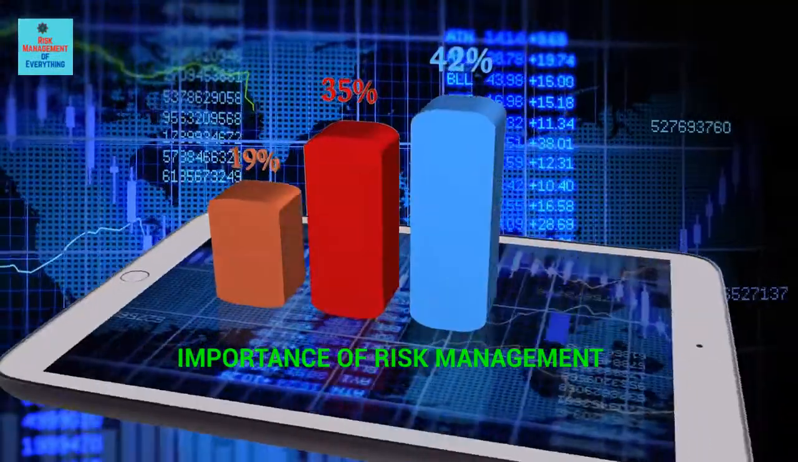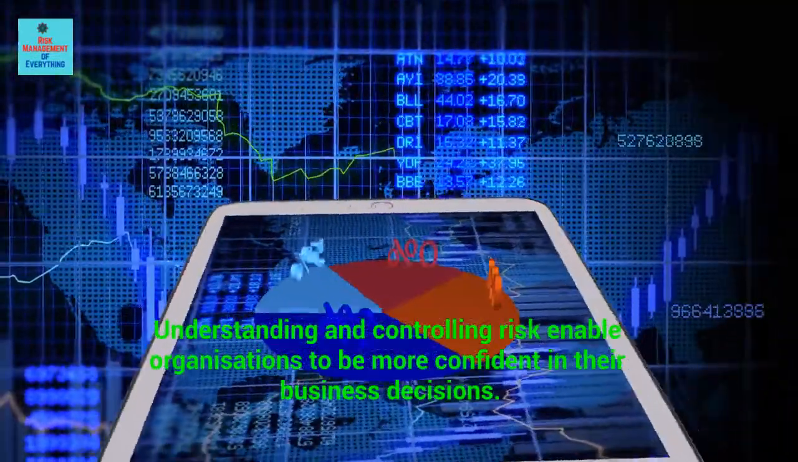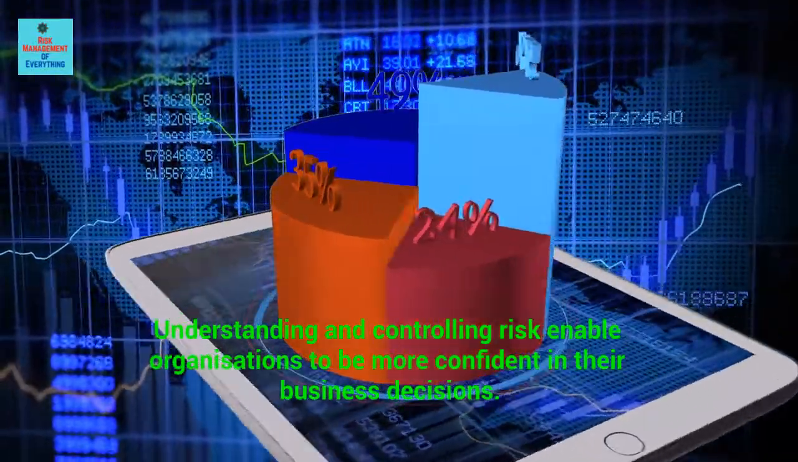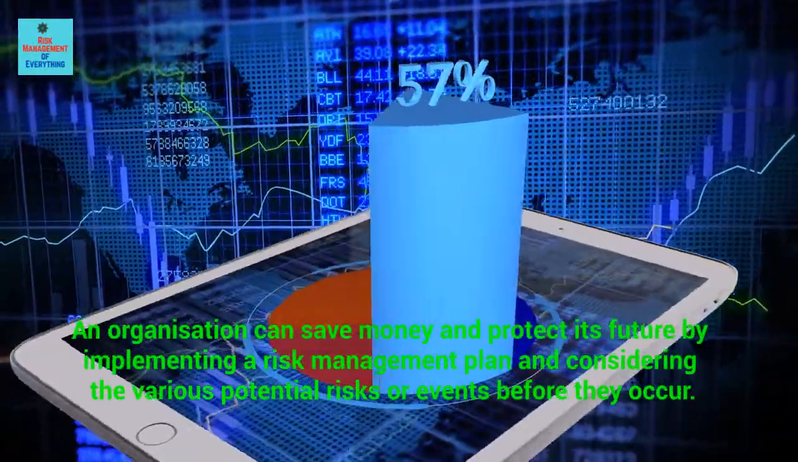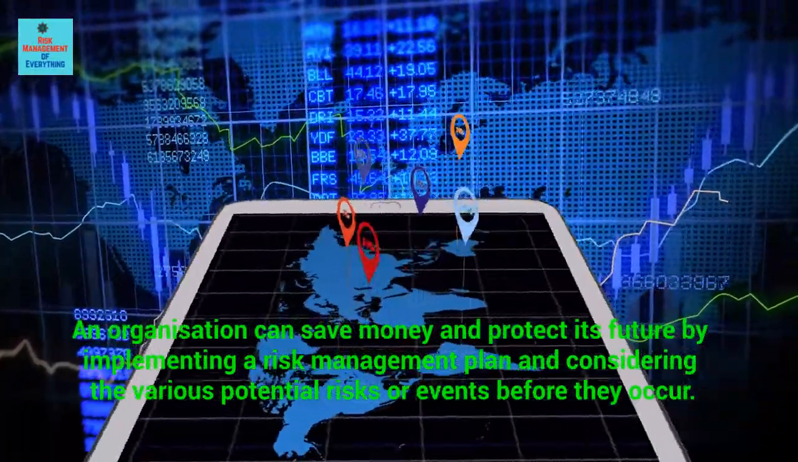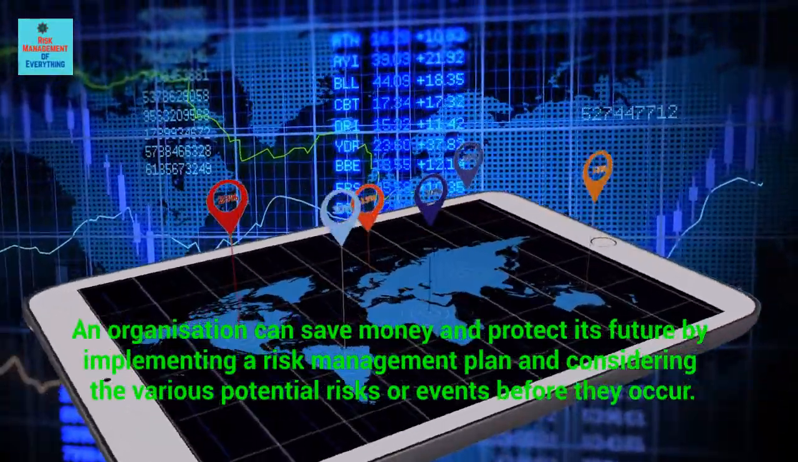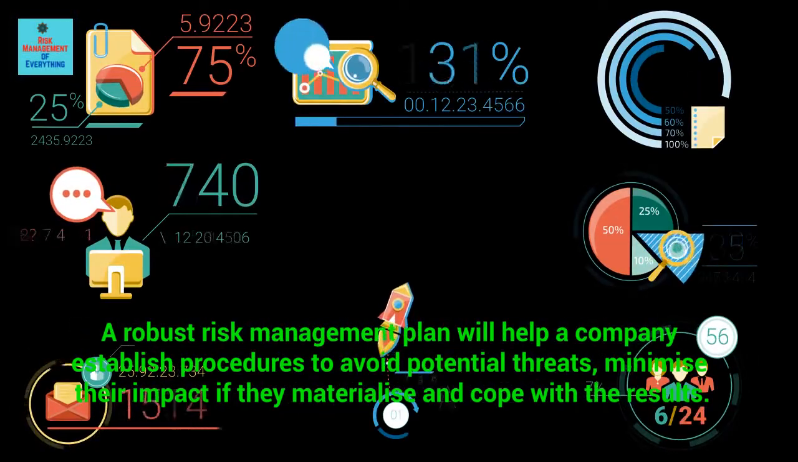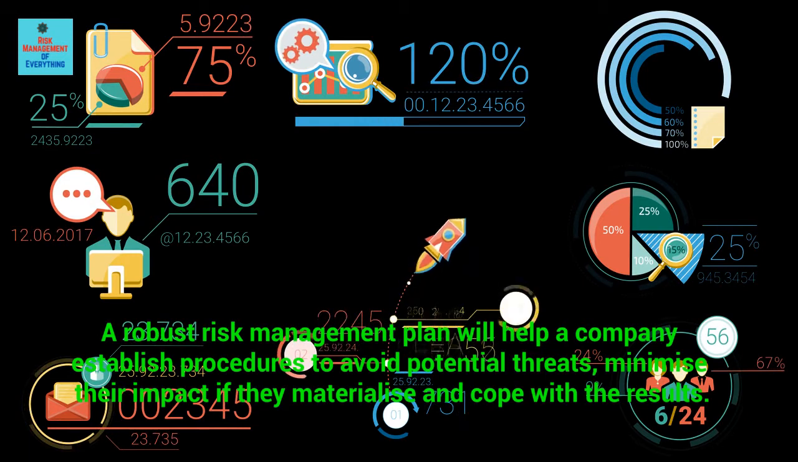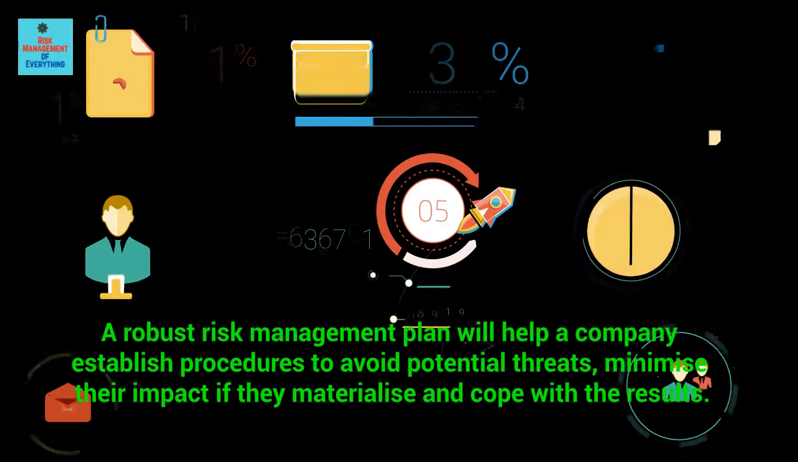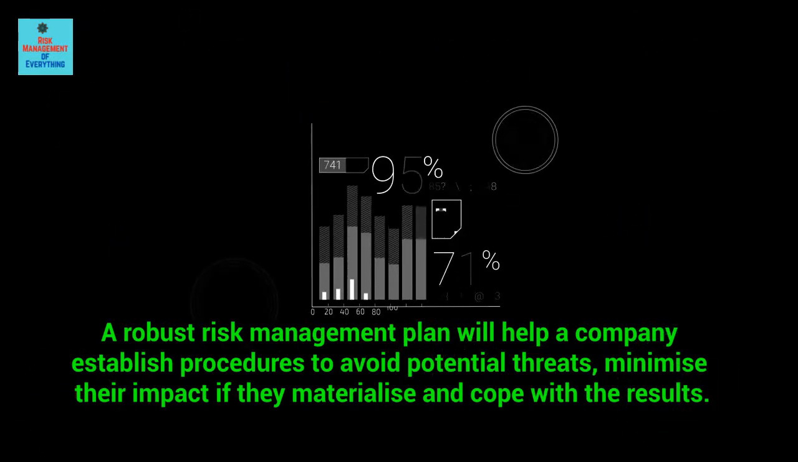Importance of risk management. Understanding and controlling risk enable organizations to be more confident in their business decisions. An organization can save money and protect its future by implementing a risk management plan and considering the various potential risks or events before they occur. A robust risk management plan will help a company establish procedures to avoid potential threats, minimize their impact if they materialize, and cope with the results.